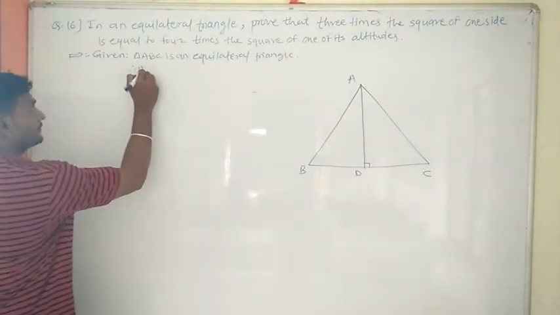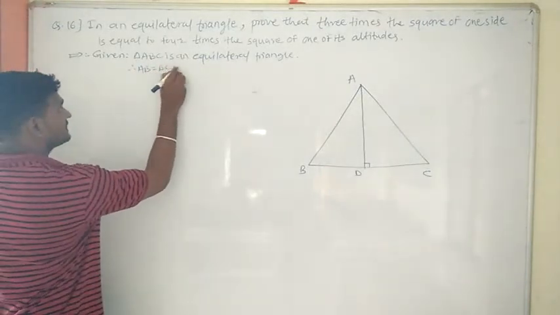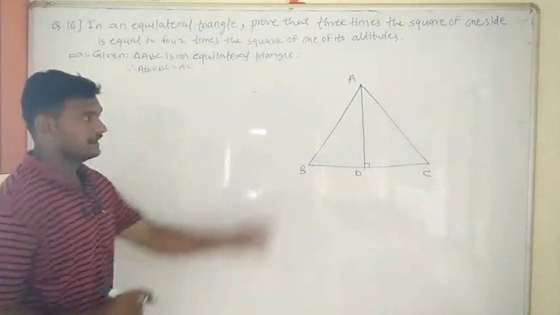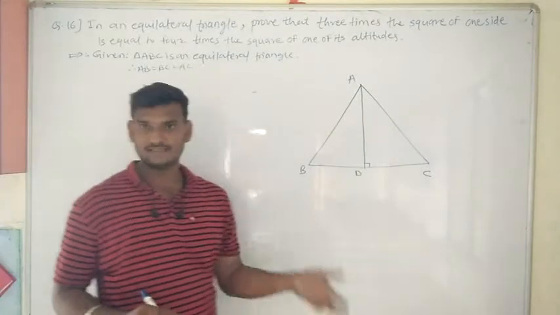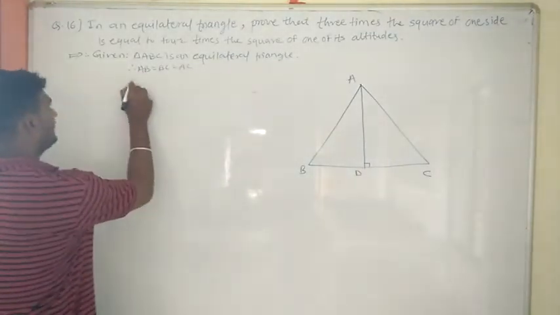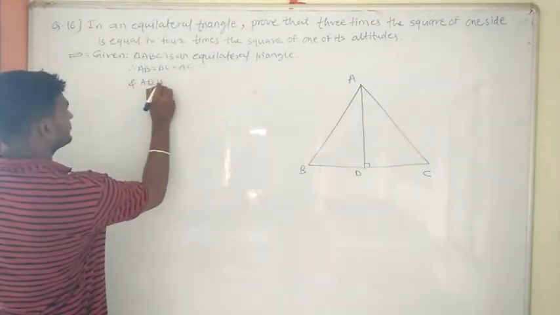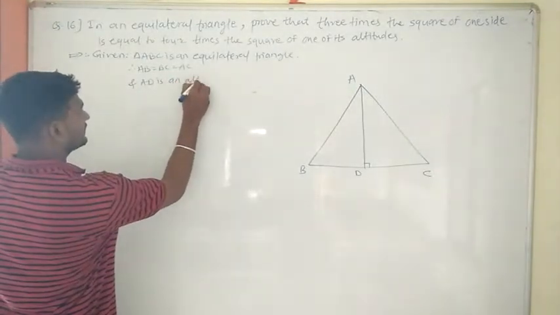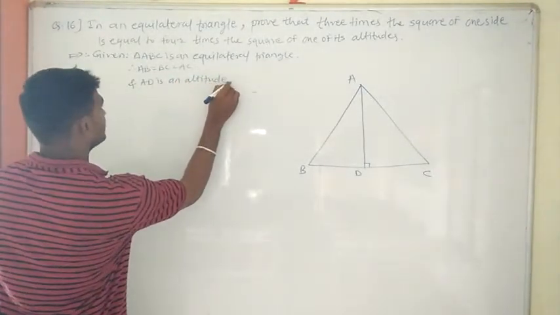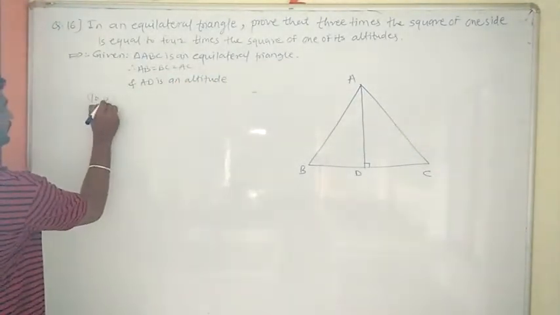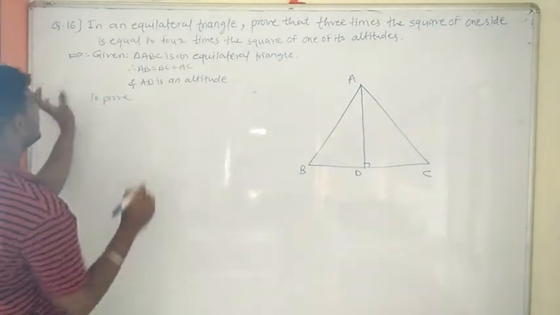Therefore, AB is equal to BC is equal to AC, because it is an equilateral triangle. And AD is an altitude. Therefore, what do we have to prove? To prove, see here, what is the statement?